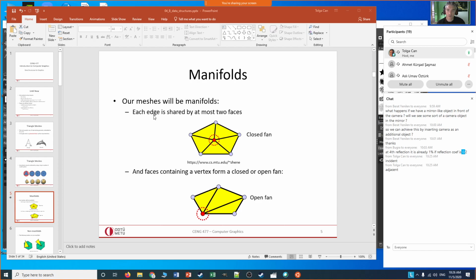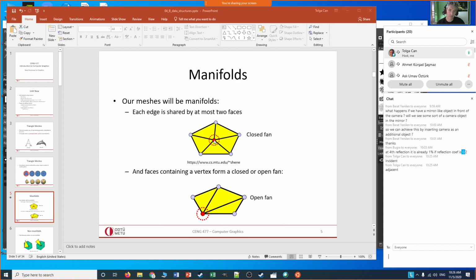So in other words, an edge is shared by at most 2 faces means that an edge, I could have said the same thing, an edge is incident on at most 2 faces. Okay, and also faces containing a vertex form a closed or open fan.